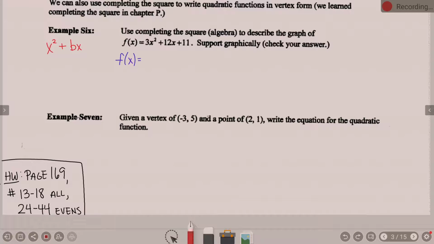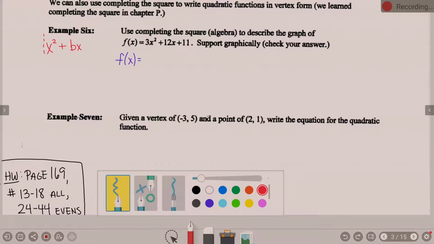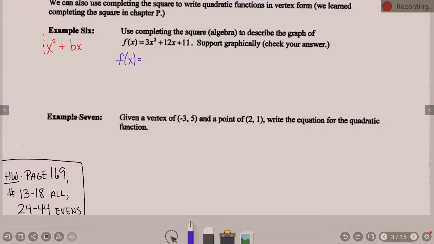So one of the key things to remember is what has to be in front of x squared? A 1. What do I currently have in front of x squared? A 3. So our first step is going to be factor the 3 out. We're only going to factor it out of the x terms. If I factor the 3 out of the x terms, 3x squared divided by 3 leaves me with what in parentheses?